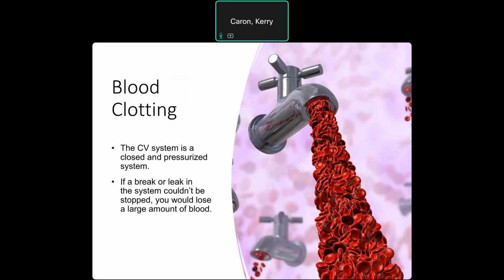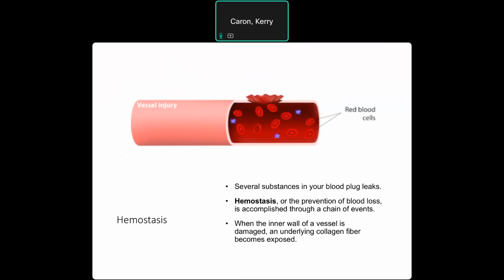Okay, blood clotting. So the cardiovascular system is a closed system. We're not leaking blood at any given time, hopefully. And it's pressurized. It's maintained that pressure within the vessels through blood pressure. If a break or a leak in the system can't be stopped, you'd lose a lot of blood. So let's talk about what happens when there is an injury to a blood vessel.